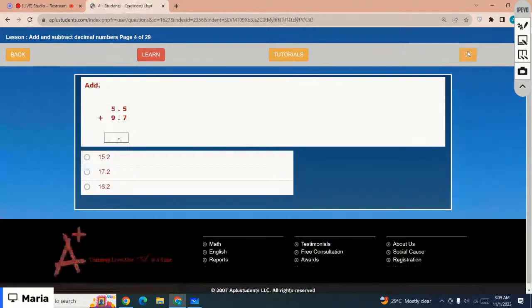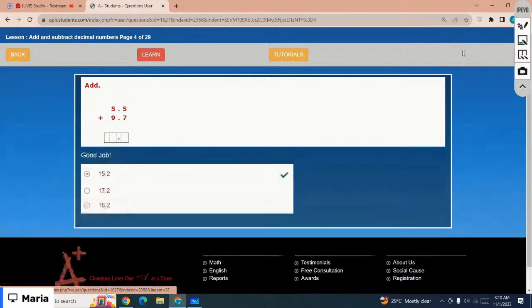Okay, the next one is 5.5 plus 9.7. You have to add, right? 5.5 plus 9.7. So, which is the correct option? Very good. The correct option is option number 1, that is 15.2. The correct option is 15.2.